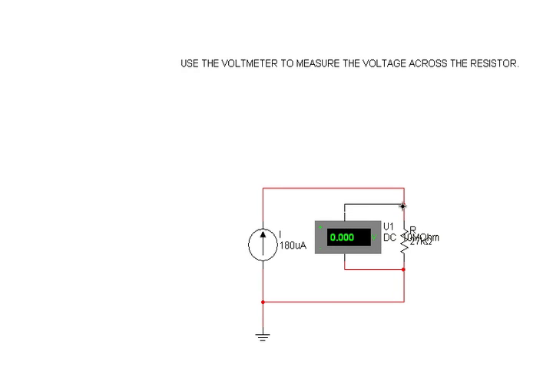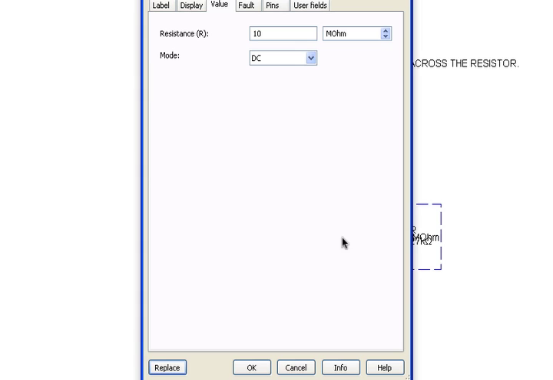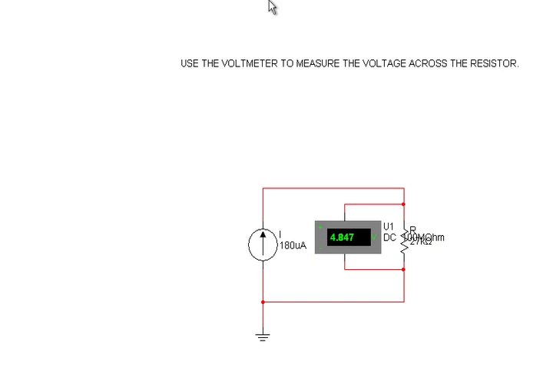I hope it gives us the same answer. Play. Okay, it gave us the correct answer, 4.847. If you see in the book, it gave us 4.86. There's a small difference, because here we're dealing with a real voltmeter that has some resistance, and that will affect it. Like if you change the resistance here to 100 mega ohm, it's going to give us a closer answer maybe.